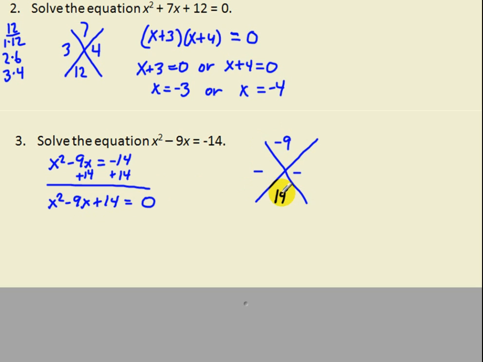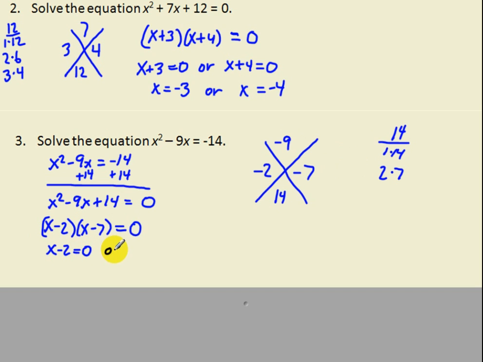So we want two numbers that multiply to 14 and add to 9. 1 and 14 won't work, but 2 and 7 will. So we're going to end up with negative 2, negative 7. So we have (x - 2)(x - 7) = 0. So x - 2 = 0, or x - 7 = 0. And solve those to get x = 2 or x = 7.